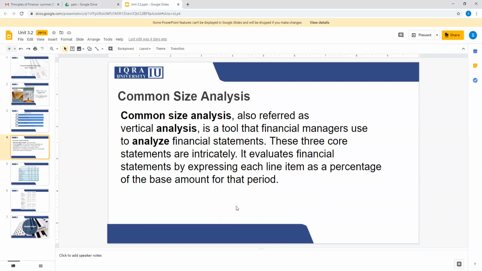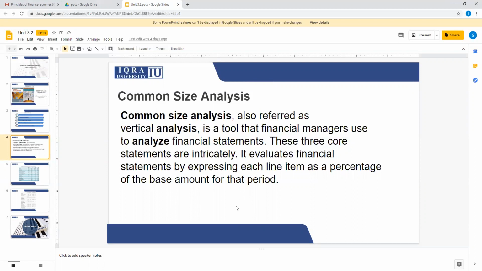In this lecture we will cover two statements of which we will do common size analysis. One is income statement and one is balance sheet. So what you do, you pick up each line from the income statement and the balance sheet, और इसकी जो base amount होती है उससे आप divide करते हैं and then you express it as a percentage.